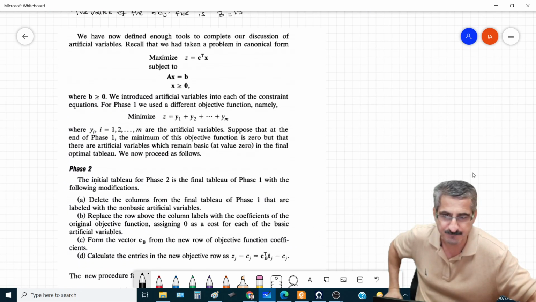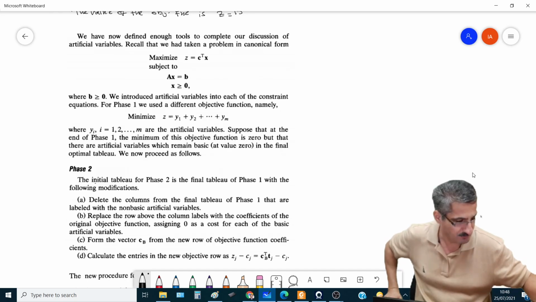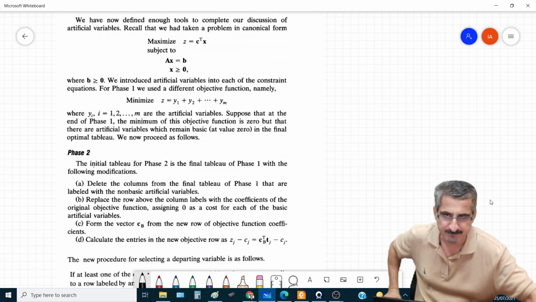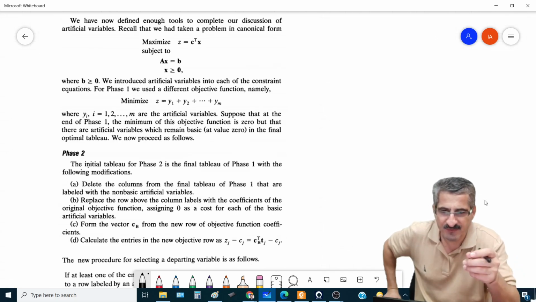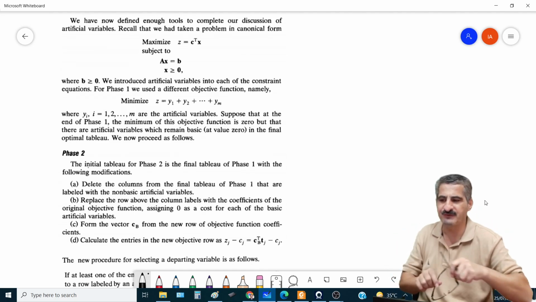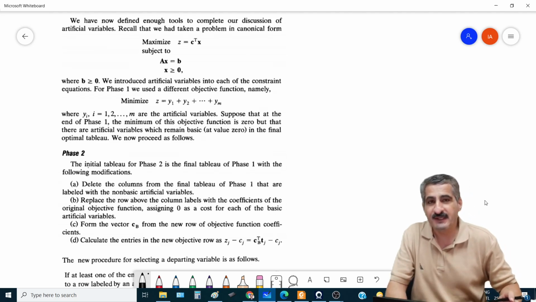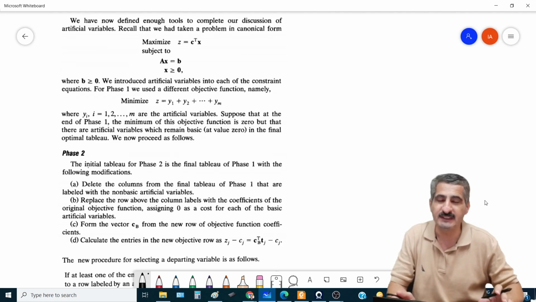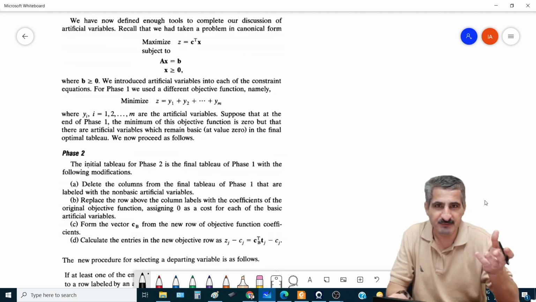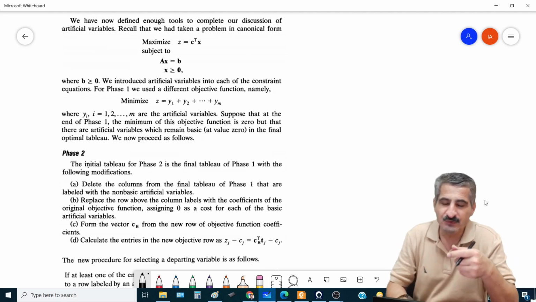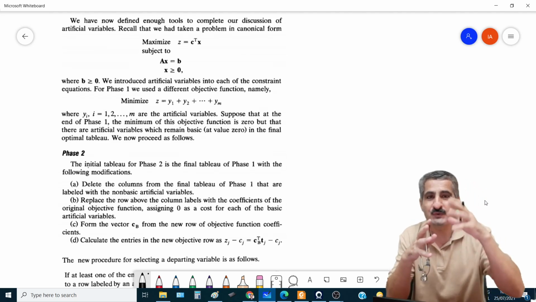Now we start from here. So what new thing will we develop for this section? Okay, let us see. We have now defined enough tools to complete our discussion of artificial variables. Are our discussions of artificial variables complete yet? The answer is no. You remember the case where at the end of phase 1, some artificial variables are still basic variables. So working the simplex method with phase 1 and phase 2.